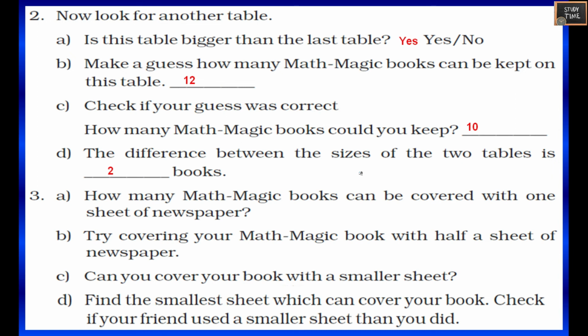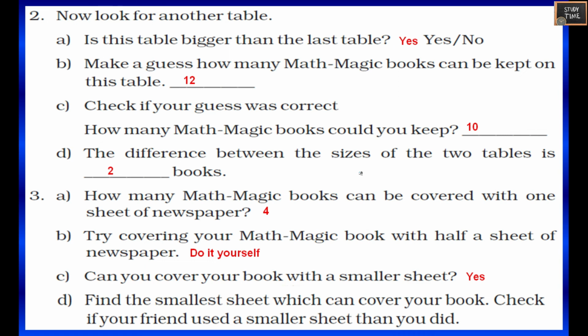How many math magic books can be covered with one sheet of newspaper? Try covering your math magic book with half a sheet of newspaper. With one sheet of newspaper you can cover 4, but you have to cross check it. Can you cover your book with a smaller sheet? No. Find the smallest sheet which can cover your book. Check if your friend used a smaller sheet than you did.